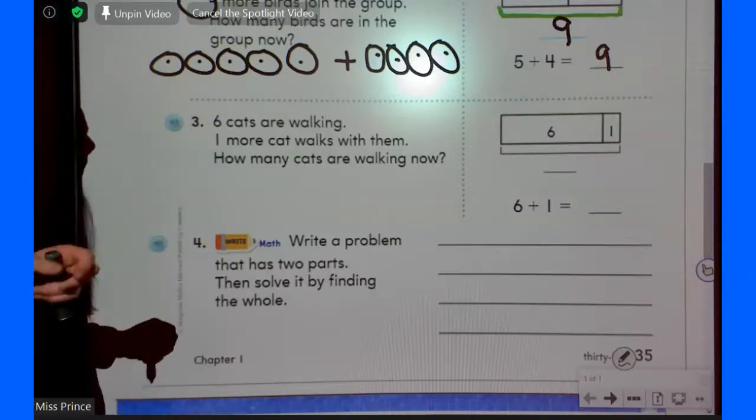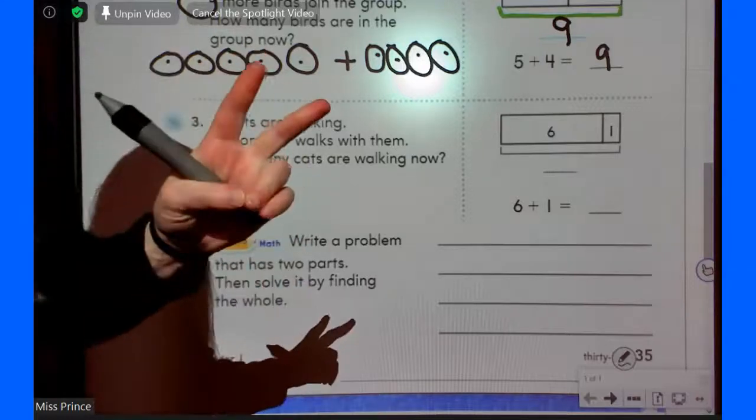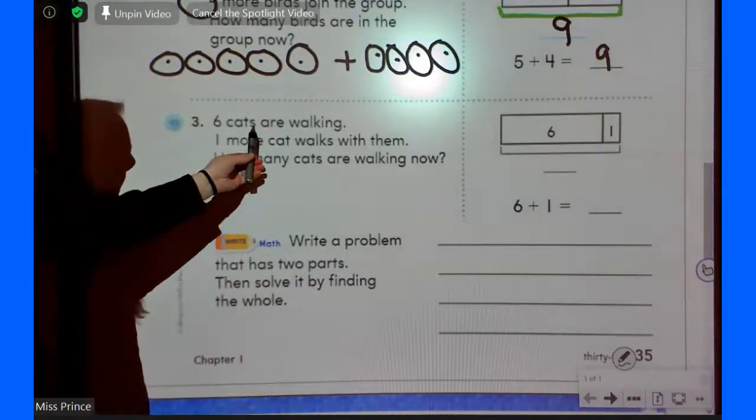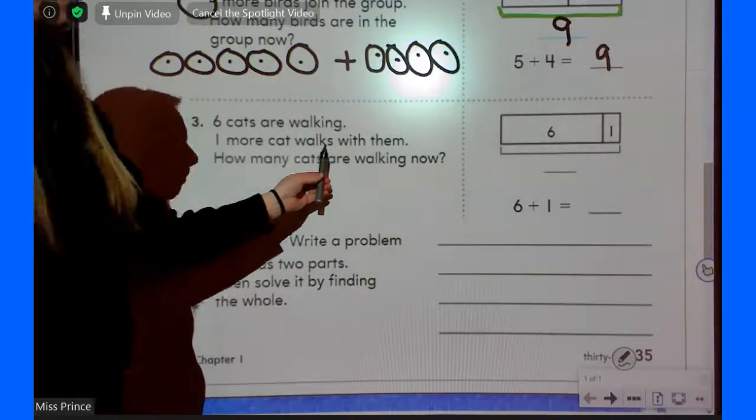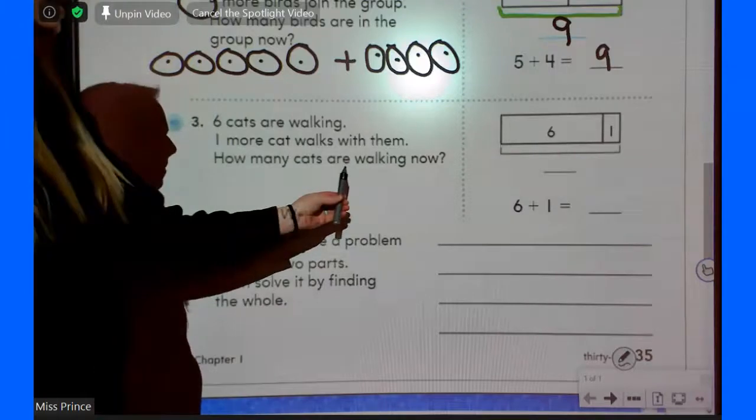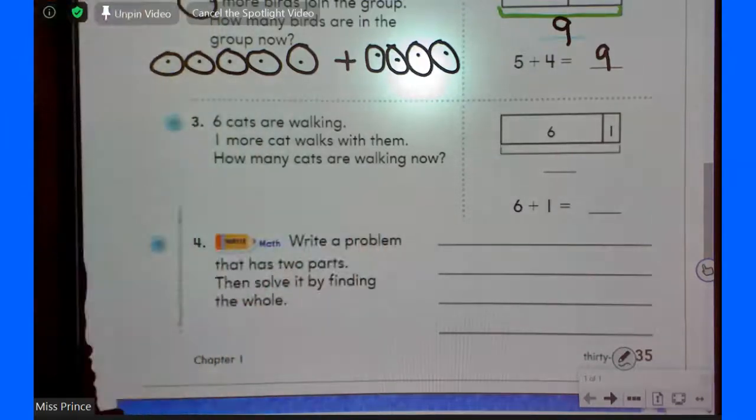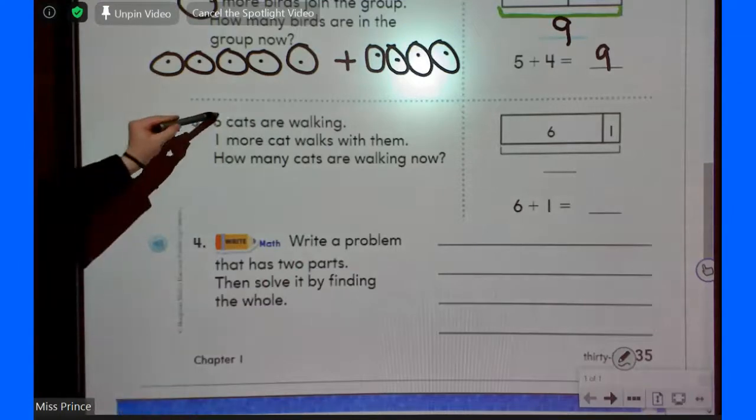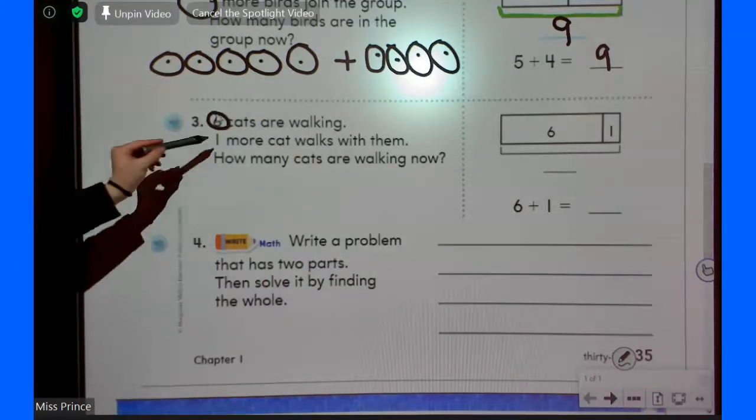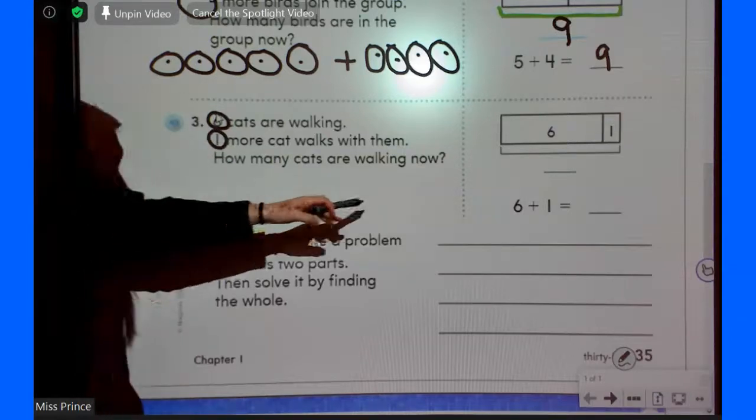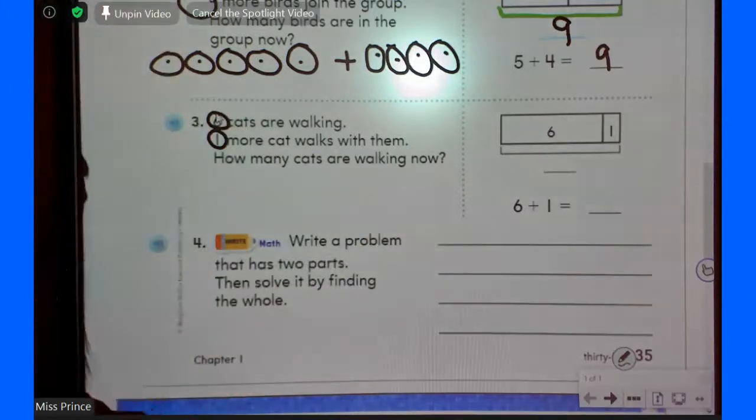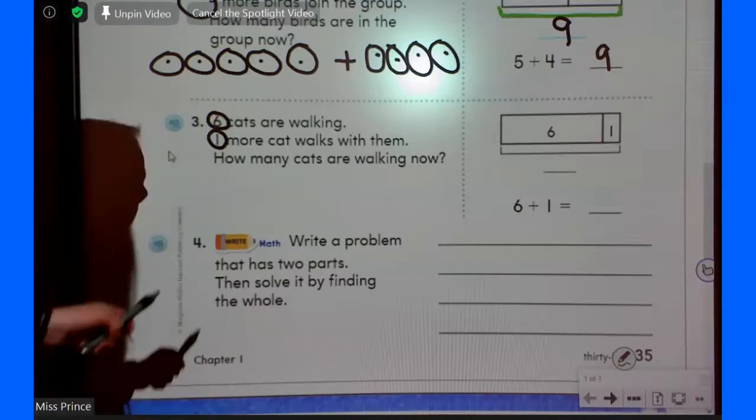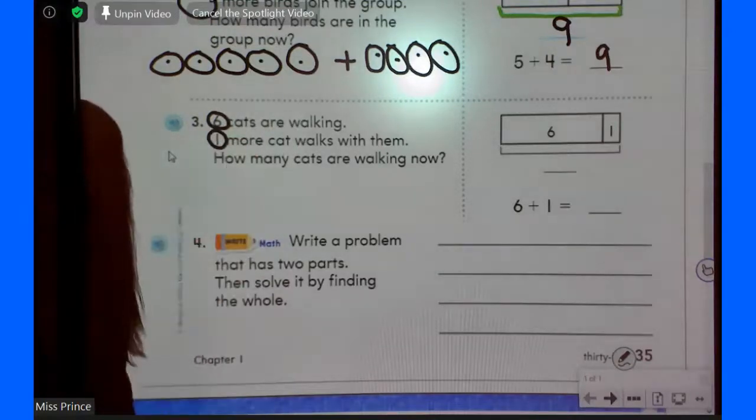All right, Petra. I'm going to read the problem. I want you to tell me the 2 numbers we need to circle. 6 cats are walking. 1 more cat walks with them. How many cats are walking now? What do I need to circle? A 6 and a 1. Nice job. We know exactly what we need to draw here now. Which one am I going to draw first, Petra, the 6 or the 1?